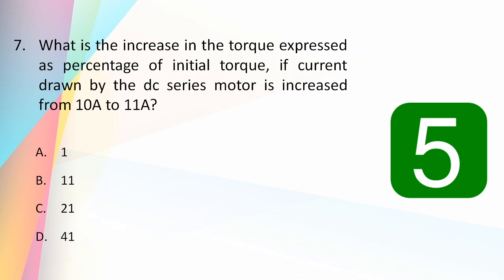What is the increase in the torque expressed as percentage of initial torque if current drawn by the DC series motor is increased from 10 ampere to 11 ampere? 1, 11, 21, 41. And here you go.